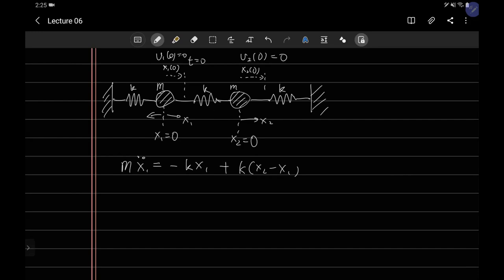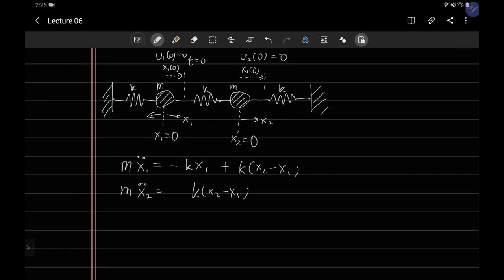Okay, and then what about the second mass? For the second mass, the acceleration can be represented by the second time derivative of x2. And for the amount of x2 minus x1, if this value is larger, then again the spring is longer than the equilibrium length, and in that case this second mass will be pulled by this guy to the left direction.